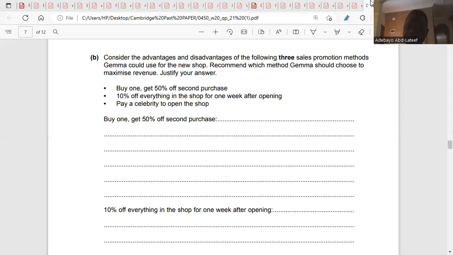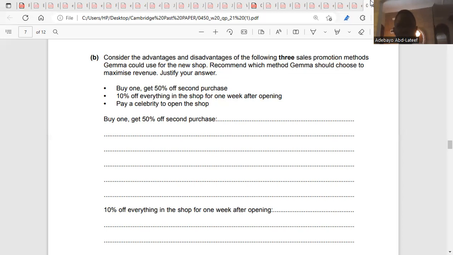But another advantage about it is that it could improve the reputation of the business and the customer relationship with the business. So it might also increase the number of customers. Even potential customers may start coming to buy. It might be able to gain new customers if this happens.